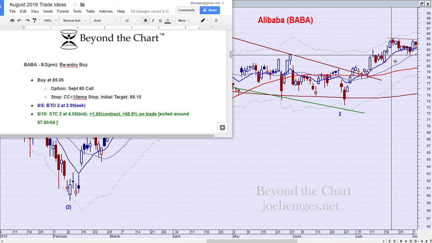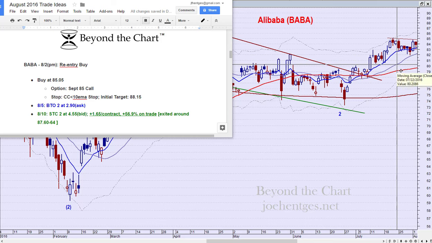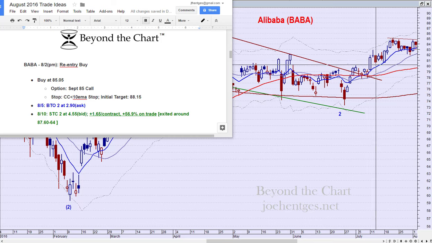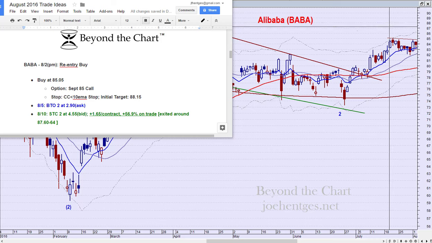When you look at the chart, the blue line is the 10 EMA. The blue-gray is the 21 simple, the red is the 55 simple, and the black is the 233-day simple. On the simple moving averages, I use Fibonacci numbers. The 10 is my trigger line, okay? And the initial target I had set at 88.15, so it was going to be up here. So it would have been a nice little trade.